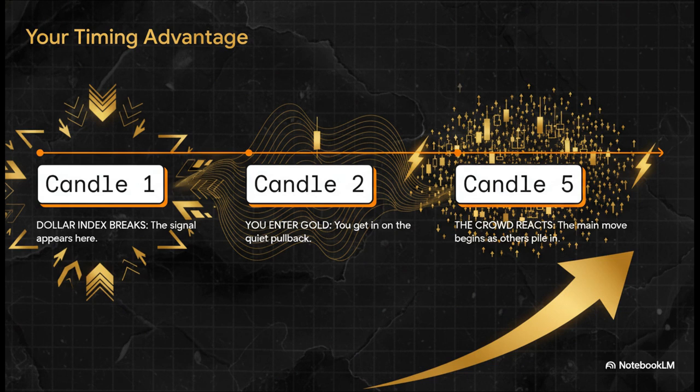This timeline shows it all. On candle 1, the dollar index breaks. That's your signal. By candle 2, you've used that heads up to get into gold on a nice, quiet pullback. It's not until candle 5 or so that the rest of the market, the crowd that's only watching gold, finally catches on and starts piling in, which just pushes the price right towards your target.